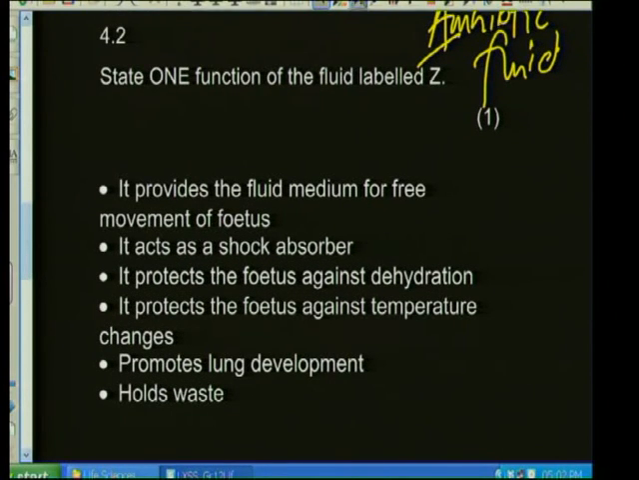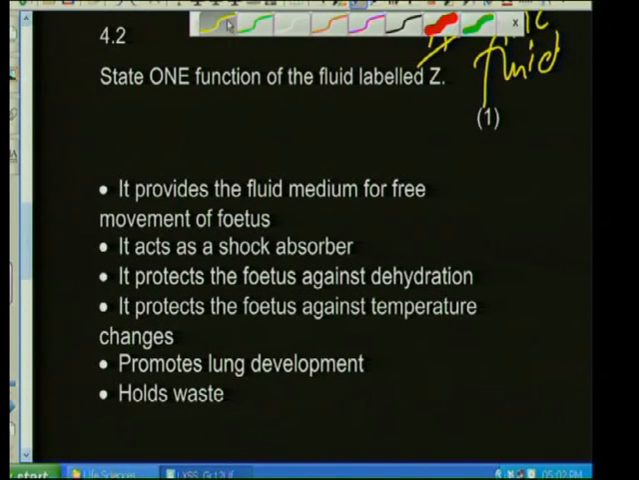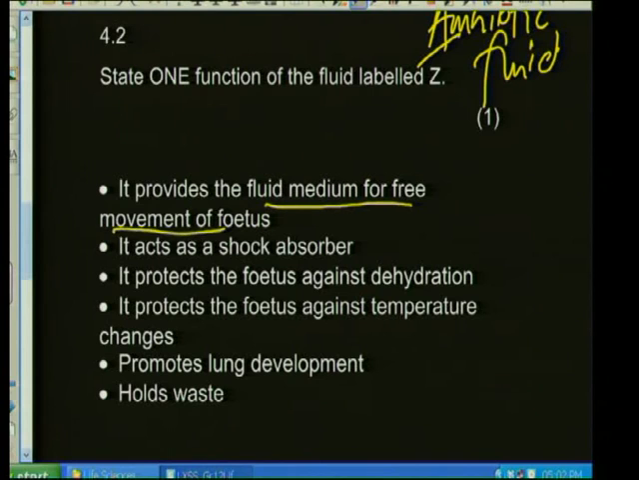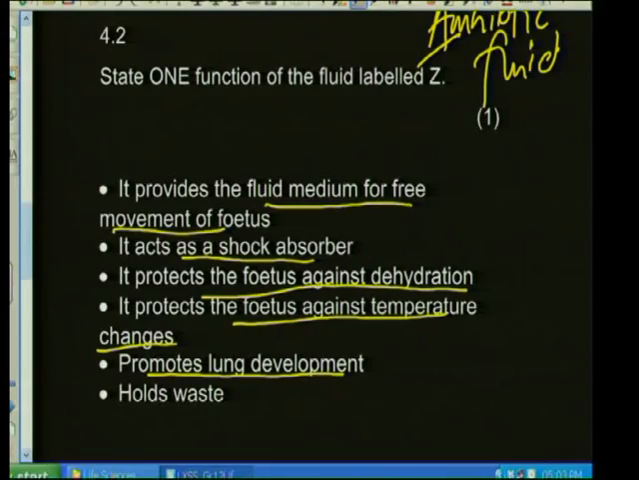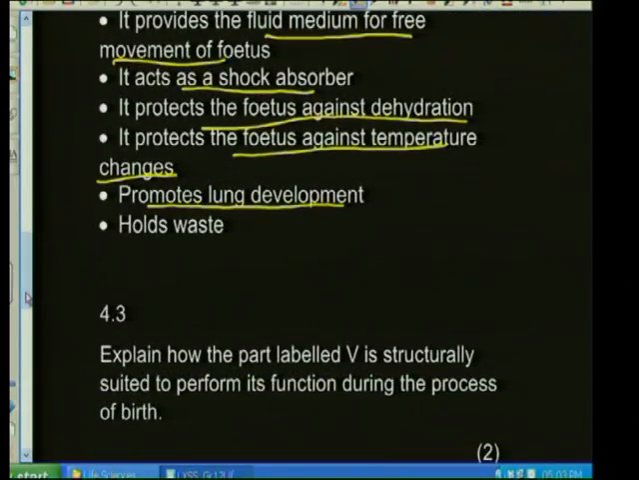there are plenty of functions, among which it provides the fluid medium for free movement of the fetus. It acts as a shock absorber. It protects the fetus against dehydration. It protects the fetus against temperature changes. You see, in this case, the examiners wanted, if you say protect, you must say protect against what, etc. So if you do not say that, you would not get the mark. It promotes lung development. It helps the lungs to develop, and it holds waste as well in the embryo.